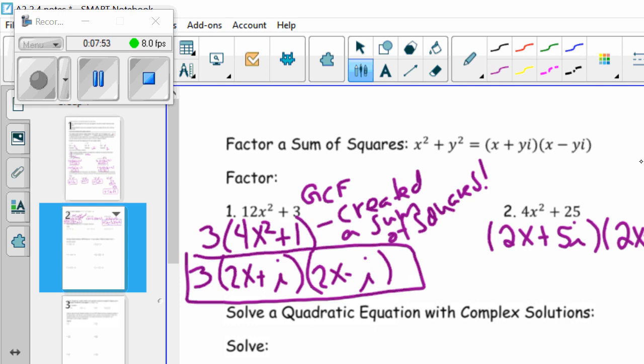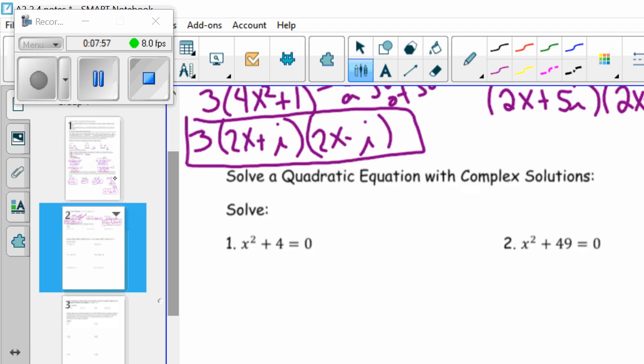Now we're going to look at solving a quadratic equation with complex solutions. Remember that when we were solving quadratic equations, we're just finding the zeros or the x-intercepts. And again, we're factoring it and then setting our factors equal to 0. So number 1, x squared plus 4 equals 0. It's a sum of squares, so I can factor that. That's going to be x plus 2i and x minus 2i.